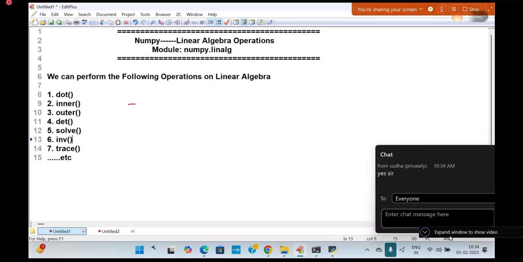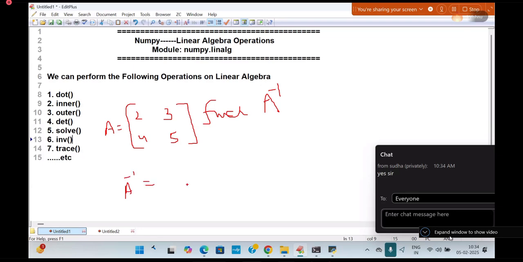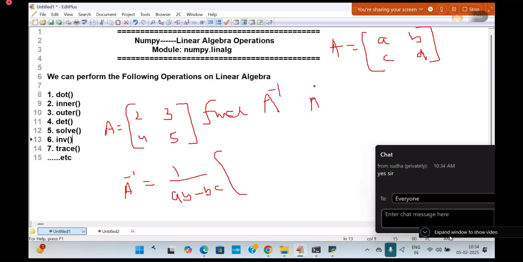Look, I'm taking 2, 3, 4, 5. This is a matrix, right? A. Now I want to find A inverse. It is in our 8th class, 10th class, and it is very, very important. A inverse is equal to 1 by AD minus BC. The general notation, students, is a matrix ABCD. A inverse is equal to the formula.